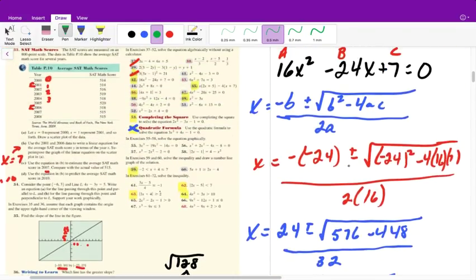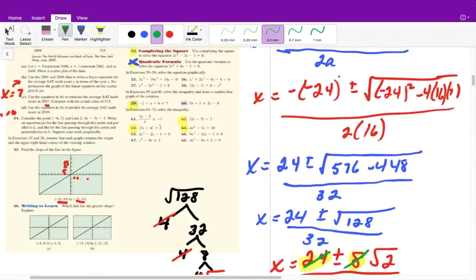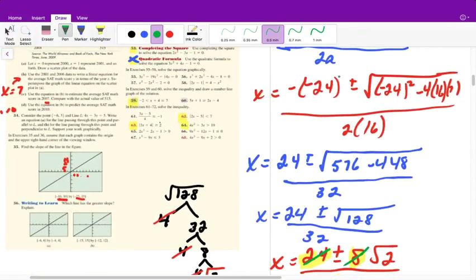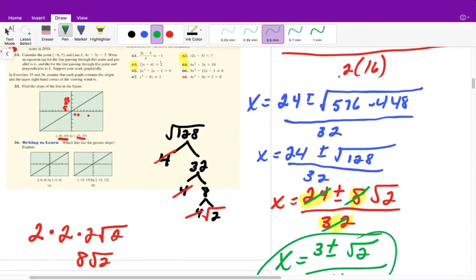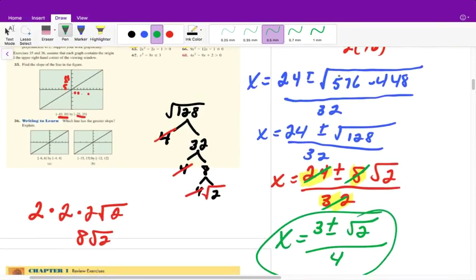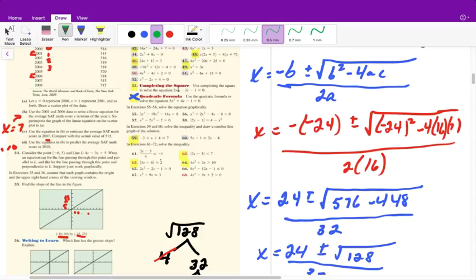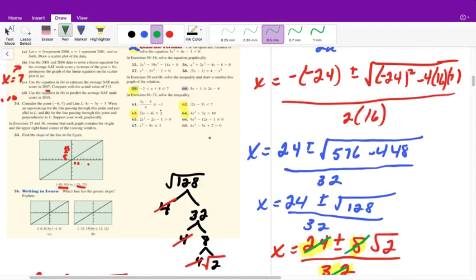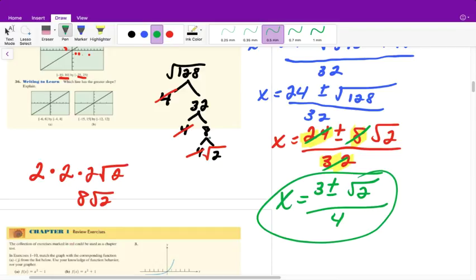Now, because there's numbers in front of this, 16 and 24, I was going to try and show you completing the square, but I figured rather than doing one that's this hard first, at least this one is a little bit easier. I'll just jump to the quadratic formula to make it a little bit better for you. All right, so let's move on to the next problem.